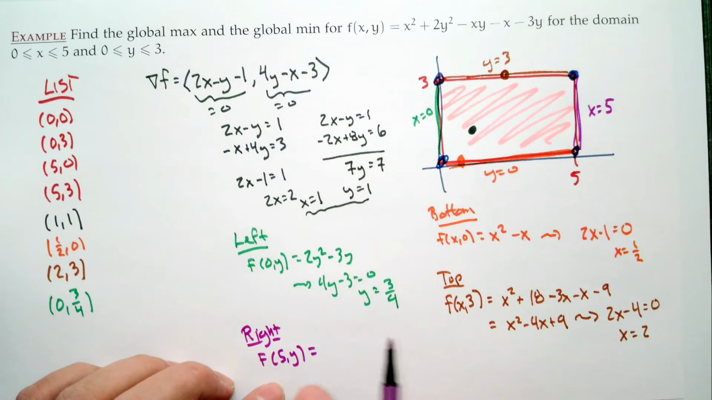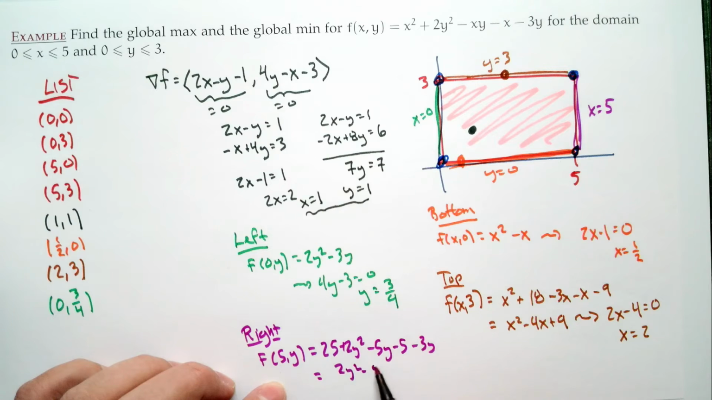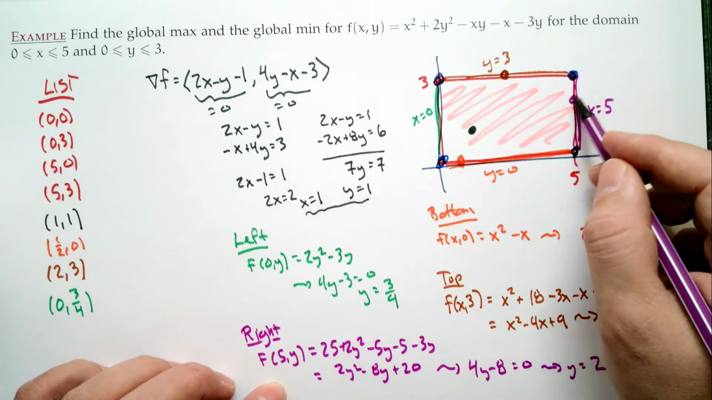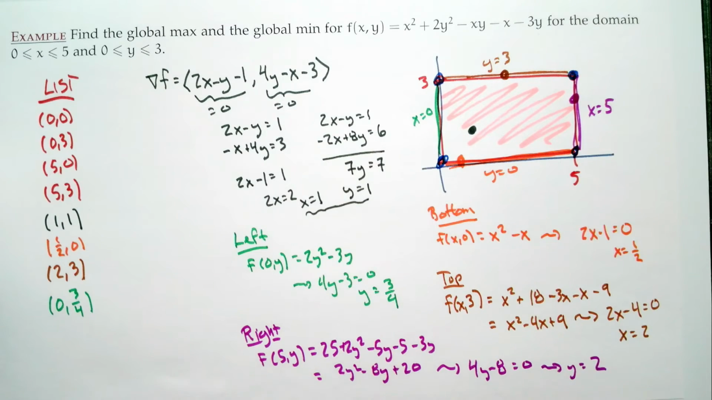Okay, f of 5 comma y. So 25 plus 2y squared minus 5y minus 5 minus 3y. So that becomes 2y squared minus 8y plus 20. Taking our derivative, what does that become? 4y minus 8, set it equal to 0. So we get y equals 2, which means that there's a point roughly there. So we are at 5 comma 2.